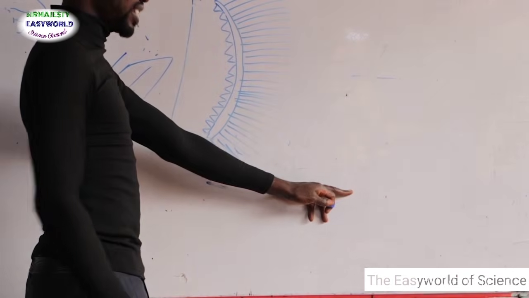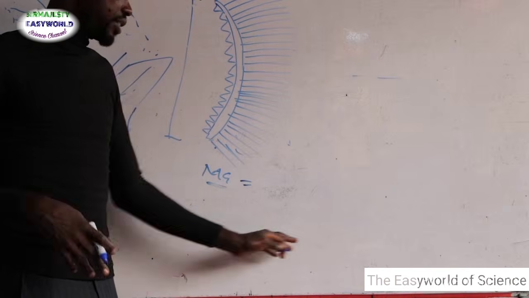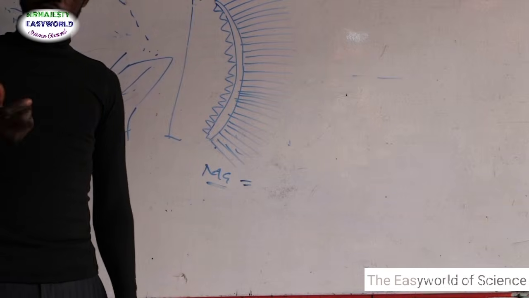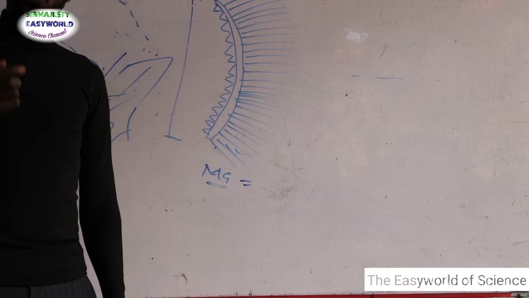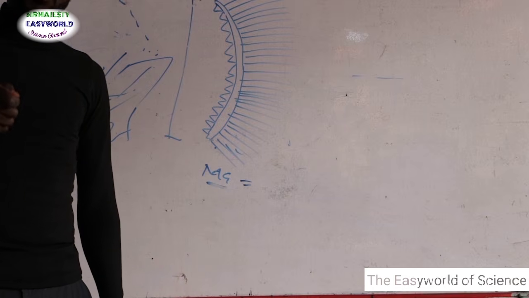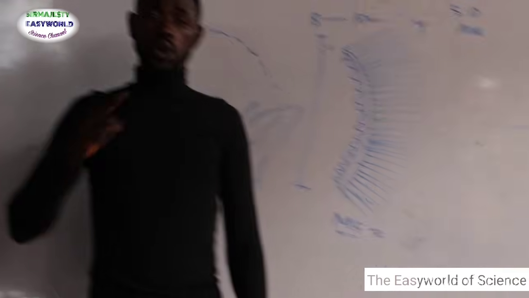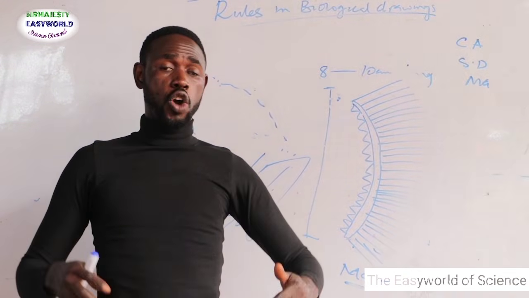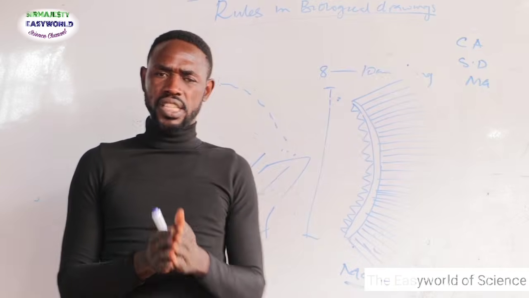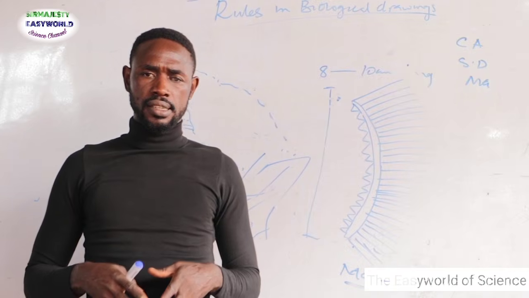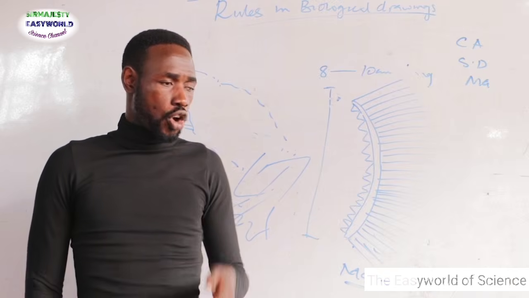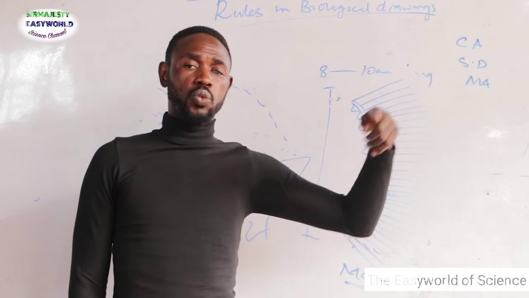But if the size of your drawing is bigger than the real object, for example, if you are asked to draw a mosquito which was provided for you, there is no way you can accurately draw the size of the mosquito in your answer script. Your drawing must be bigger than the real mosquito itself, which means magnification will be above 1. So if your drawing is bigger than the specimen itself, you use more than 1.